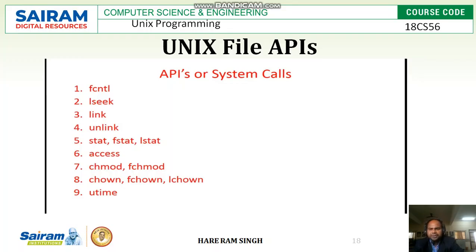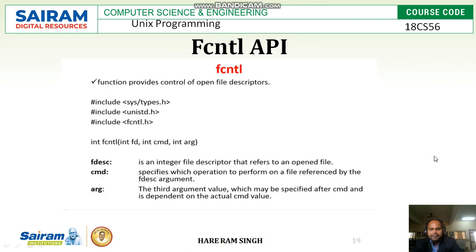Dear students, let us study some more APIs. The next few APIs are: FCNTL, LSEEK, Link, Unlink, Stat, FStat, and LStat, Access, Chmod, FChmod, Chown, FChown, LChown, and UTime. Let us start with fcntl.